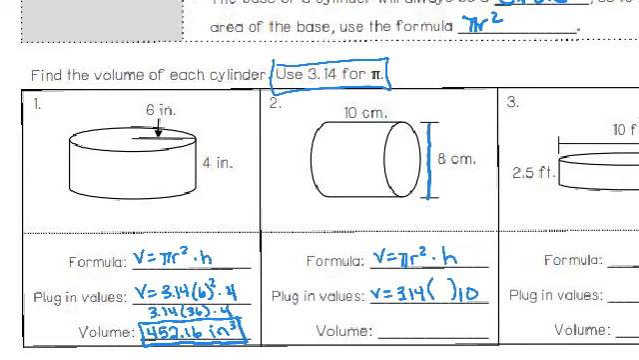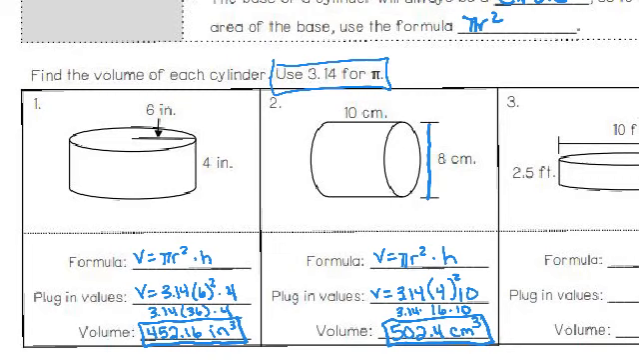So what's our radius? Well, 8 is the diameter. The radius is half of that, and you're going to square it. So it's 3.14 times 4 squared times 10. Always do the squaring first, or your exponents first. So it's 3.14 times 16 times 10. And you get 502.4 centimeters cubed.